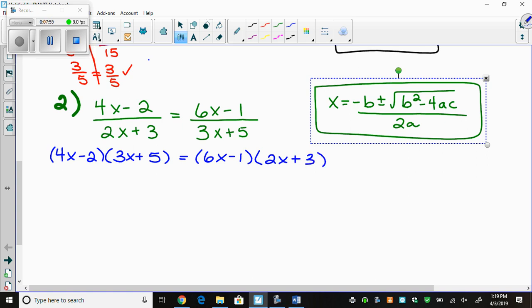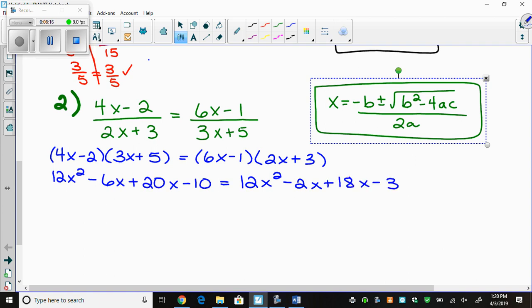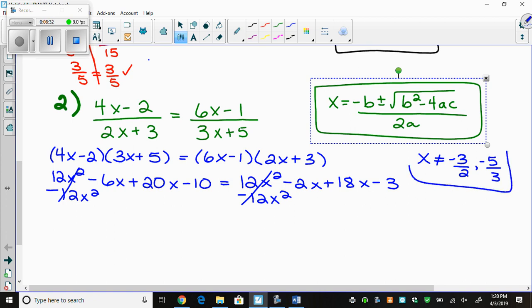So we get 4x times 3x, which is 12x squared, minus 6x plus 20x minus 10 equals 12x squared minus 2x plus 18x minus 3. If you subtract the 12x squared, what should I have done first? MPV. X cannot equal negative 3/2 or negative 5/3. Okay. Then I can collect like terms. 6x plus 20x is 14x minus 10 equals negative 2x plus 18x, which is 16x minus 3.